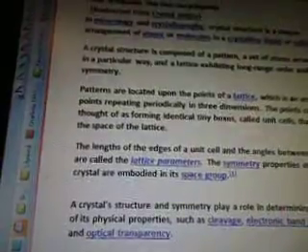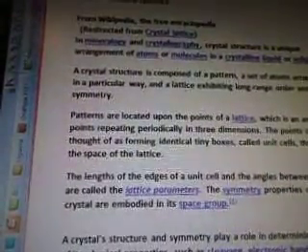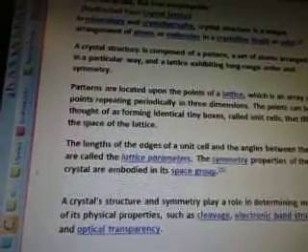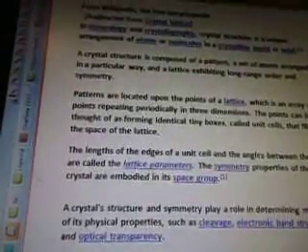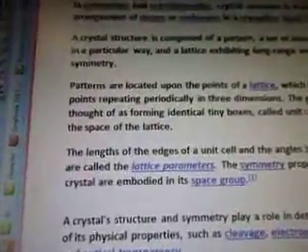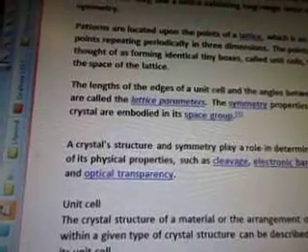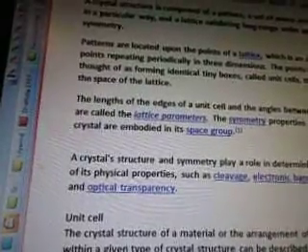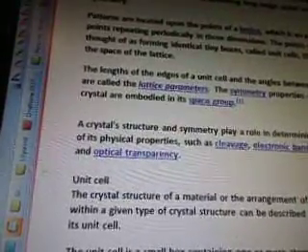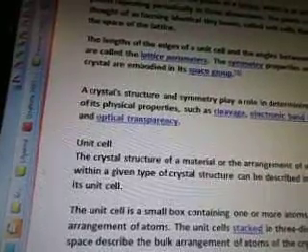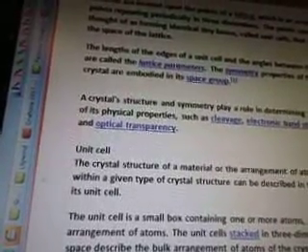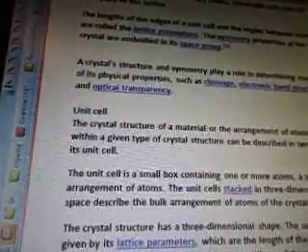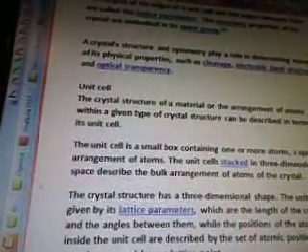Patterns are located upon the points of a lattice, which is an array of points repeating periodically in 3 dimensions. The points can be thought of as forming identical tiny boxes, called unit cells, that fill the space of the lattice. The lengths of the edges of a unit cell and the angles between them are called the lattice parameters. The symmetry properties of the crystal are embodied in its space group. A crystal structure and symmetry play a role in determining many of its physical properties, such as cleavage, electronic band structure, and optical transparency.